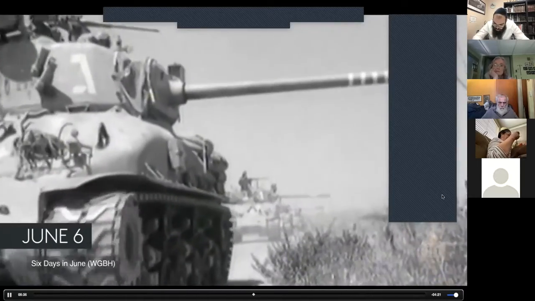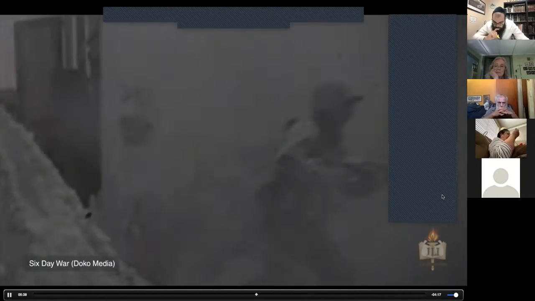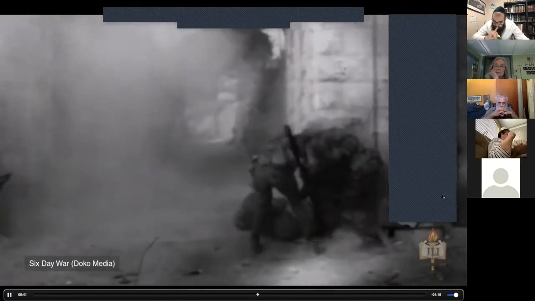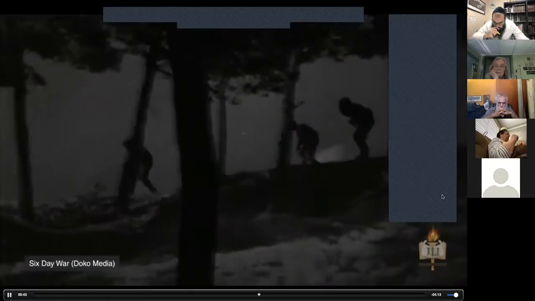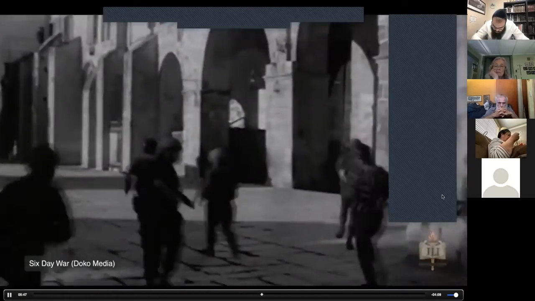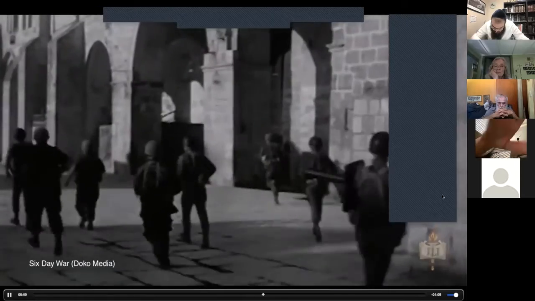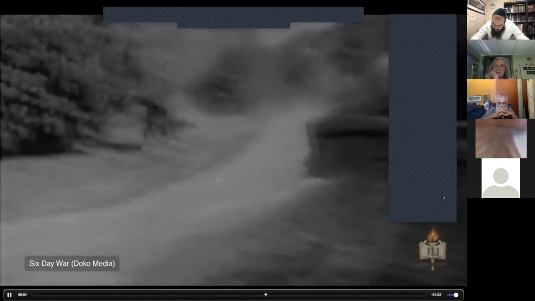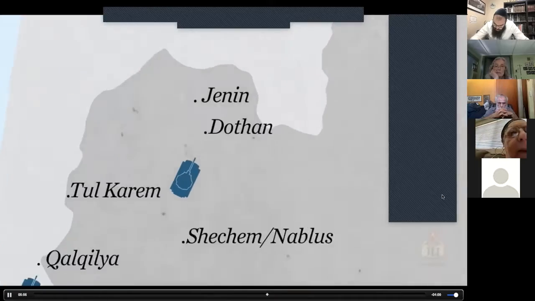Left with no choice, on June 6th, the IDF met the Jordanian army head-on in the West Bank. The struggle to rescue Jerusalem was bitter and costly, but after 2 days of close combat, Israel captured the Old City. Outside of Jerusalem, the bloodiest battle was the Battle of the Dotan Valley.